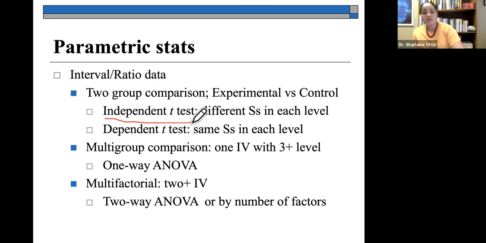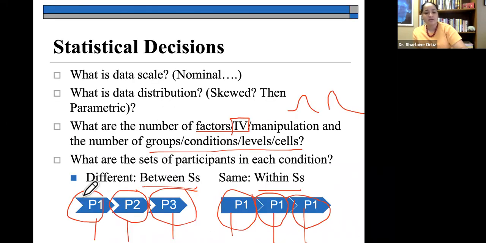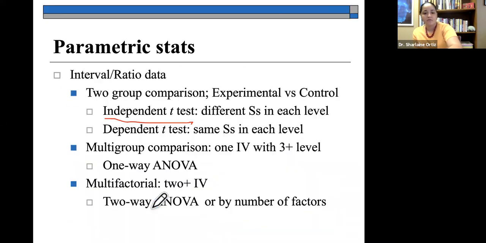So the first one, we can conduct an independent t-test, which means that different subjects are in each level, right? So in keeping with this, we have different subjects at different levels. So level 1, 2, 3, participant 1, 2, and 3. Now, in the dependent t-test, we have the same subjects in each level, right? So we will keep those same people in the same level.